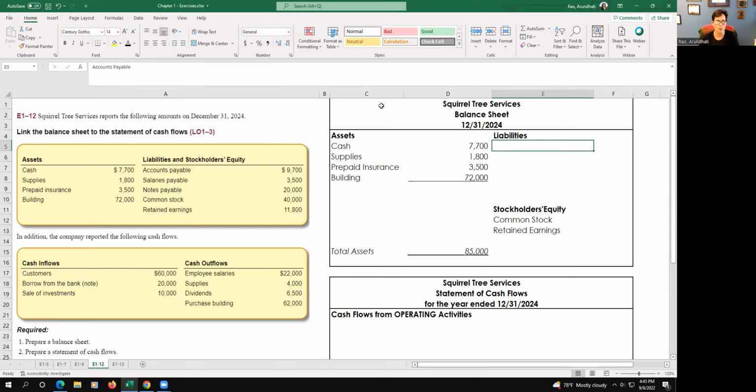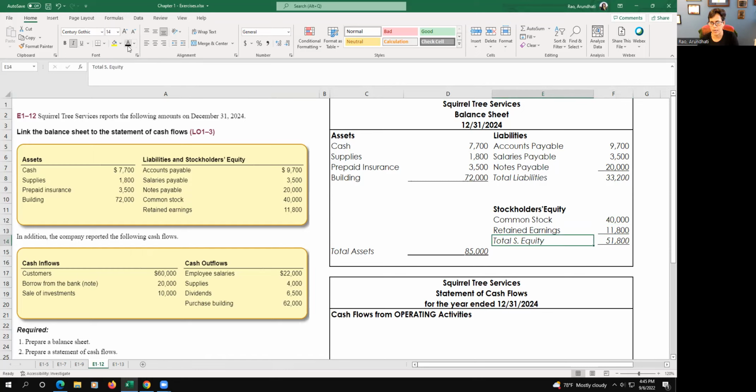This time it's easy. I'm just going to list these account names. I'll list out all the amounts. 9,700, 3,500, and 20,000. That gives me total liabilities of 33,200. Common stock and retained earnings, the amounts are 40,000 and 11,800, and that adds up to 51,800 for my total stockholders' equity.